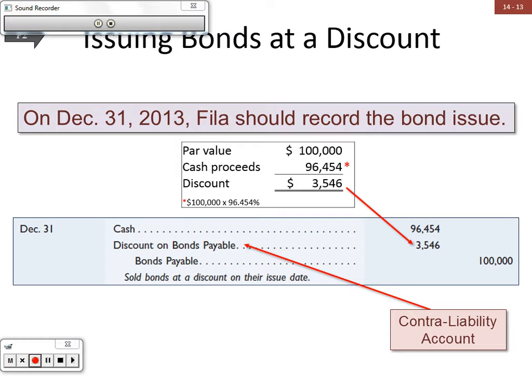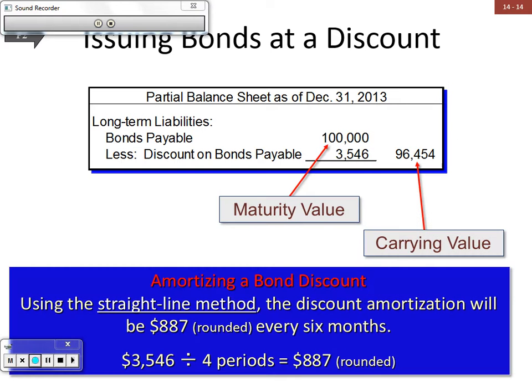We show the discount on the bonds payable, and we show the actual liability to be incurred, which is the full principal value of $100,000. Now, when we do the balance sheet, looking at this discount that was given under the liability section, bonds payable face value $100,000 less the discount, $3,546. Carrying value $96,454.